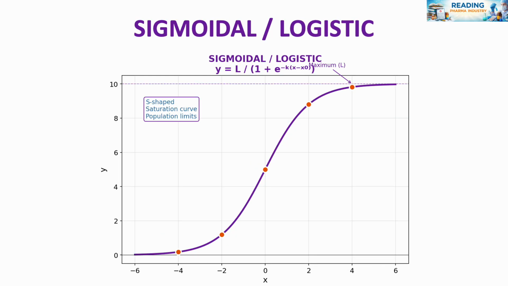Sigmoidal or logistic models create S-shaped curves. They start flat and rise steeply in the middle, then level off at a maximum. This shape appears whenever there is constrained growth. It's unlimited at first, so it goes faster and faster, then because of the constraint, it is limited by resources.